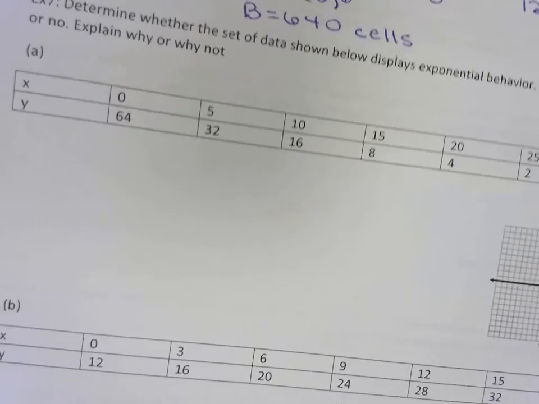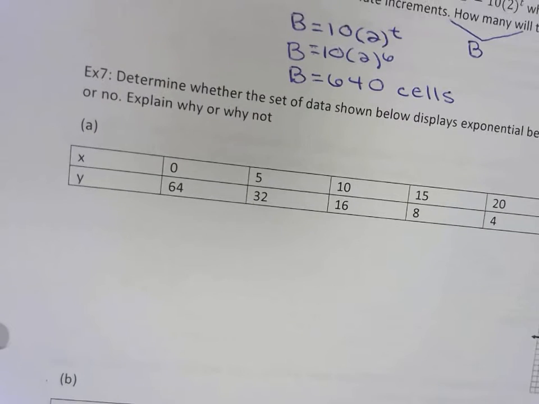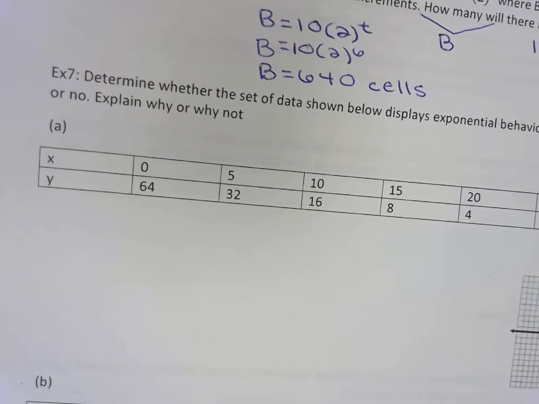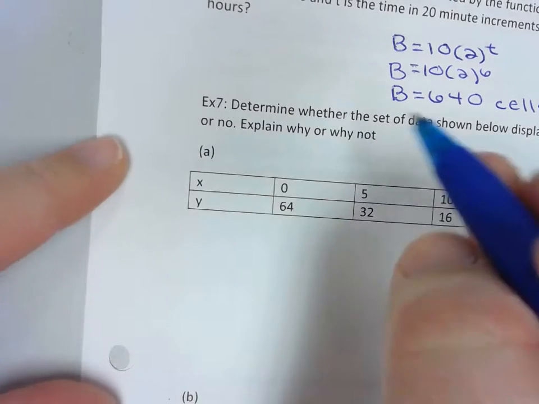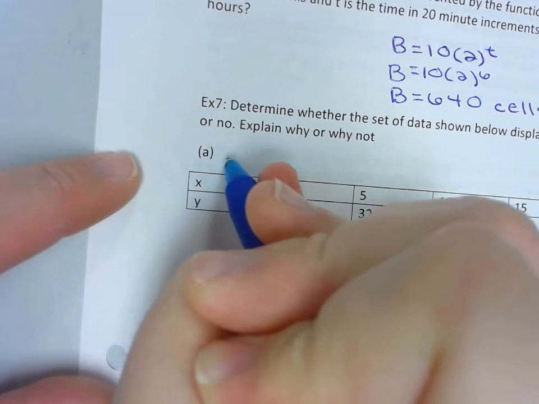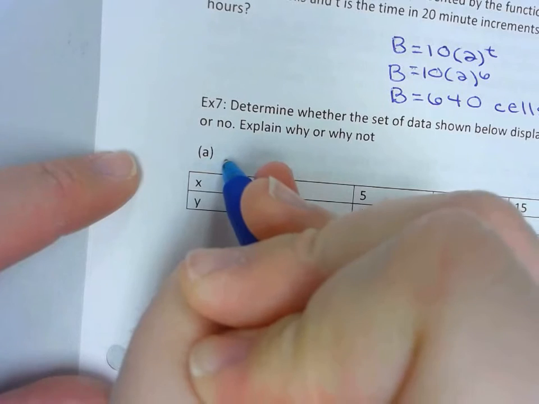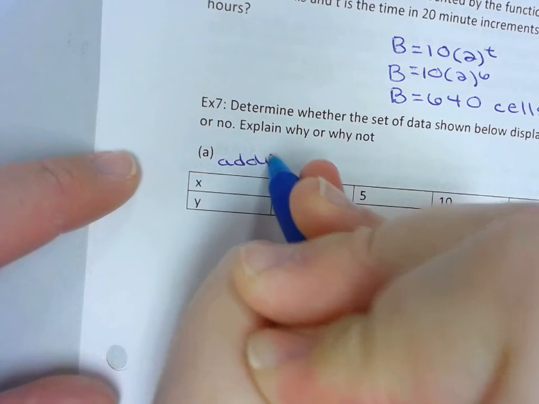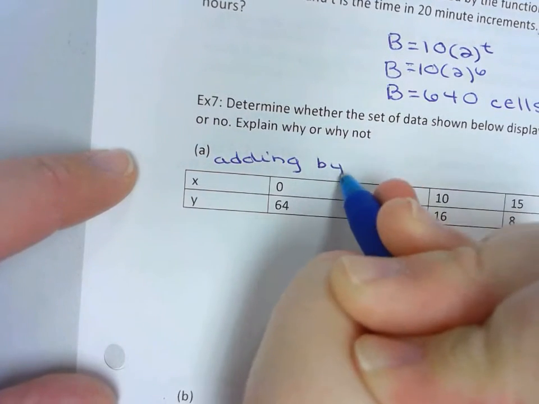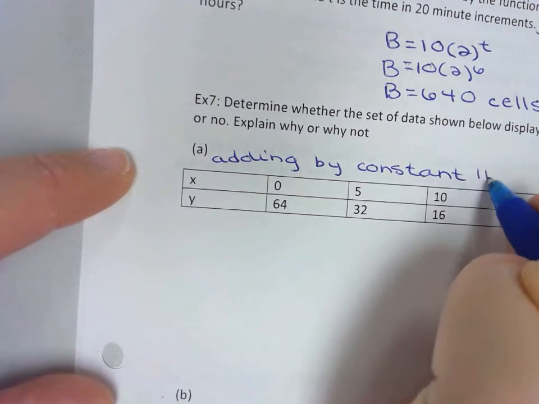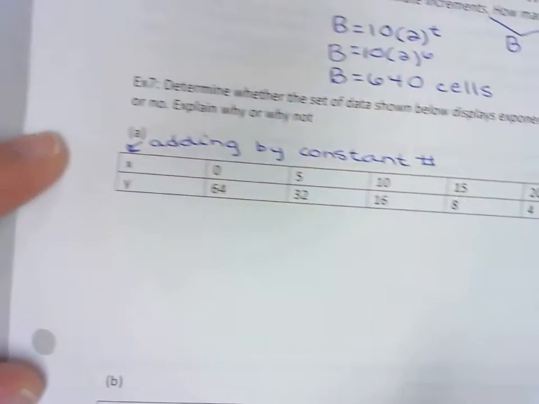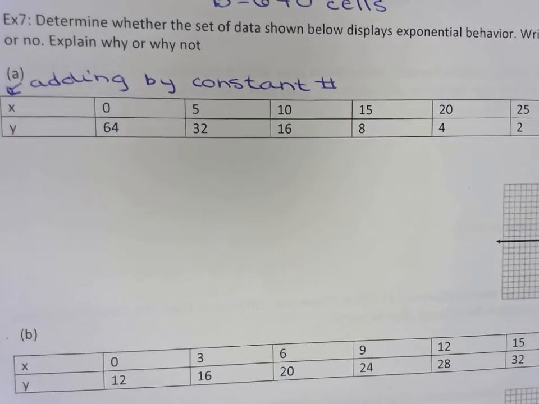Okay, example 7 real quick. These don't take very much work at all. I want to know, determine whether the set of data shown below displays exponential behavior. This is what you're looking for. Make a note of this. Your x value has to be adding by a constant number. I'm looking for my x values to be increasing by a constant number each time.